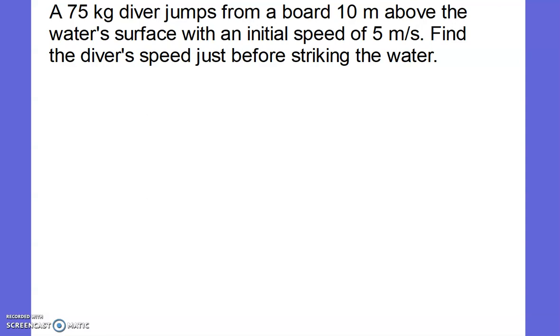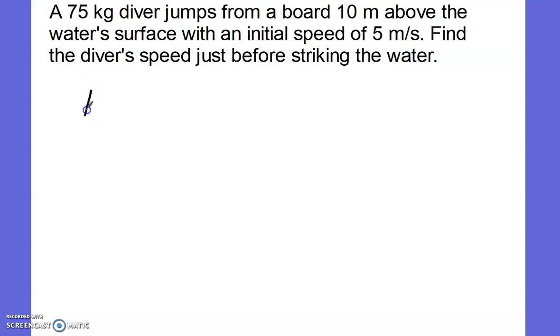In this problem, we have a 75 kilogram diver who jumps from a board 10 meters above the water surface with an initial speed of 5 meters per second. We want to find the diver's speed just before striking the water. As always, our first step is to draw a picture.